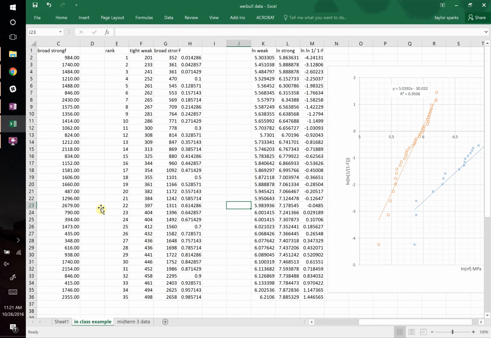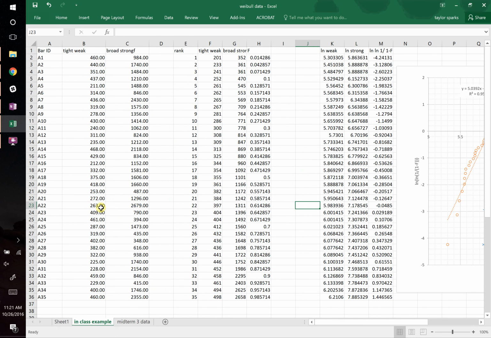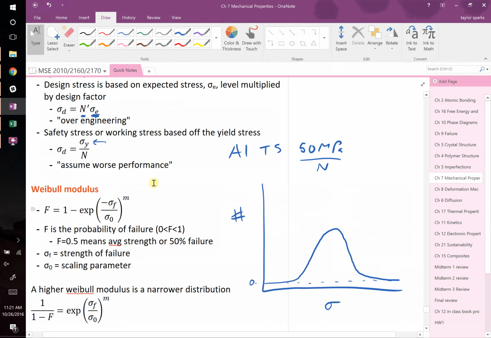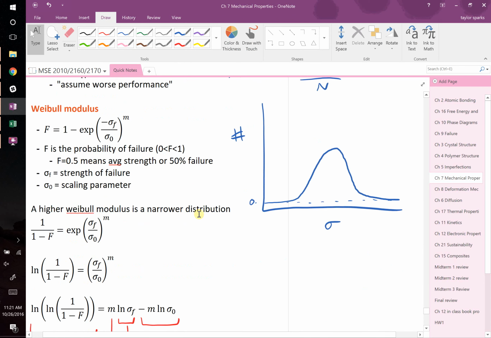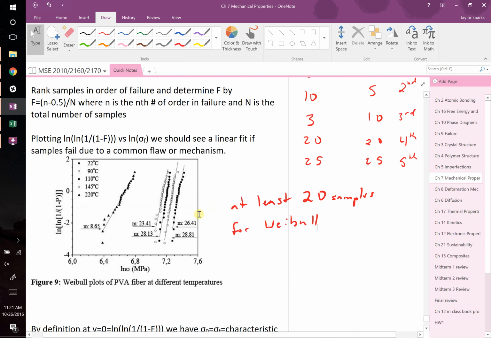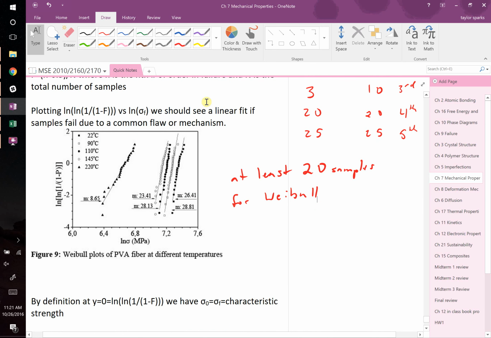Okay, so that is how you do this. You'll have an example of it on the next homework, how you do Weibull calculations. Let's talk a little bit more about it. Okay, you get this linear fit. From the linear fit, you get a y equals mx plus b, and that allows you to calculate Weibull modulus, and the characteristic strength is just a fitting parameter.